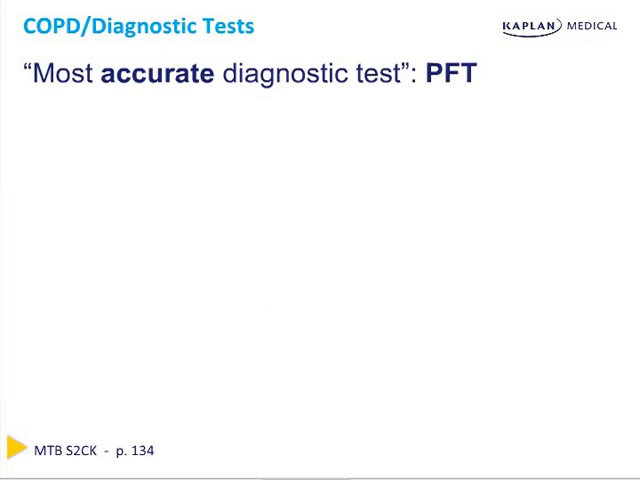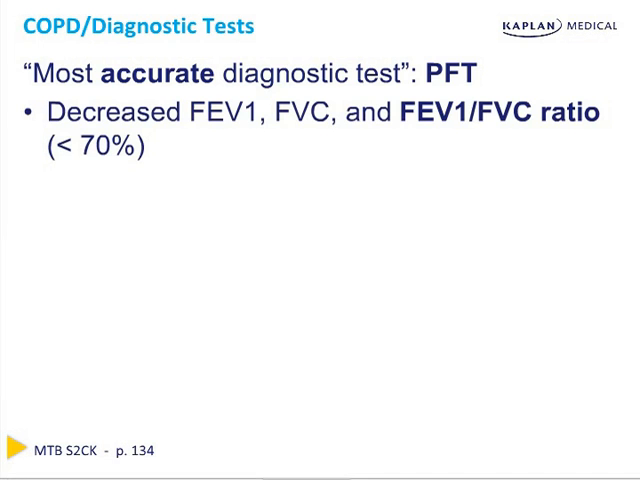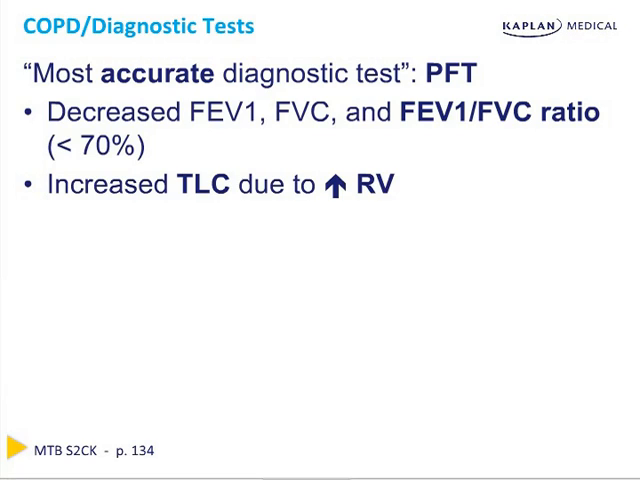If we ask ourselves a slightly different question, which is what is the most accurate diagnostic test for COPD, the answer becomes pulmonary function testing. In COPD, PFTs will reveal a decrease in the FEV1 and the FVC, and most importantly, a decrease in the FEV1 to FVC ratio, which must be less than 70% in order to diagnose COPD. In addition, you'll see an increase in the total lung capacity.